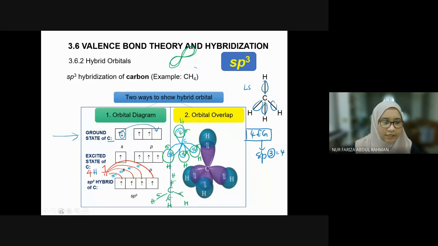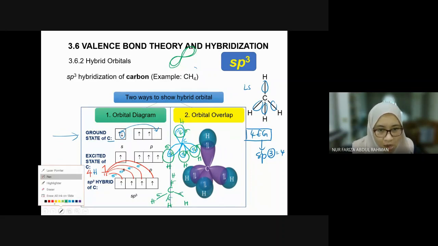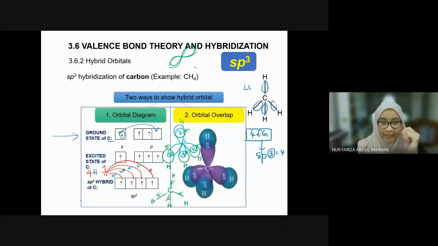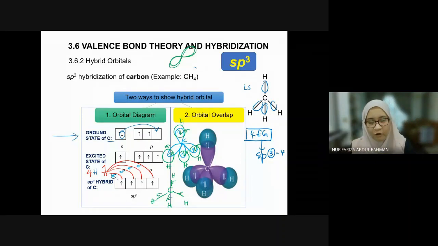Okay, so cuba kita connect them. Let's have black color. Okay, ready ya? Okay, bear with me. Alright, so the first sigma bond, which is this one. Okay, alright, kita pergi Lewis structure and then orbital overlap. Orbital diagram, Lewis structure, and then orbital overlap.